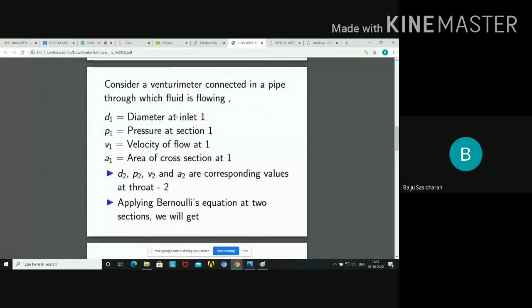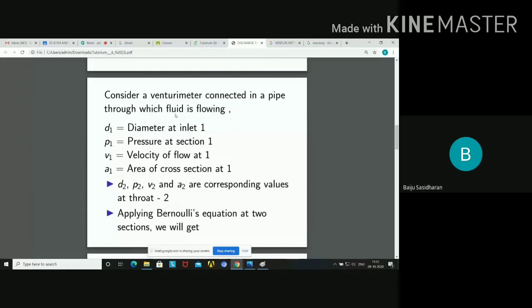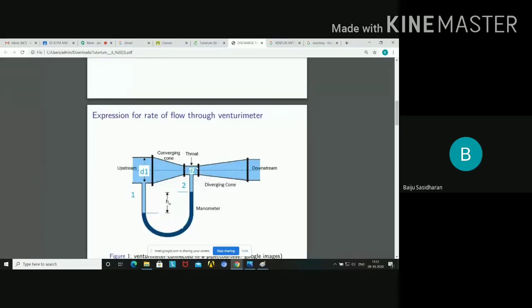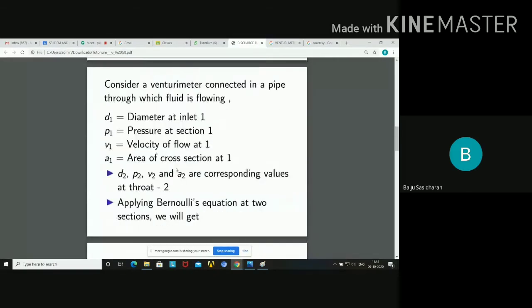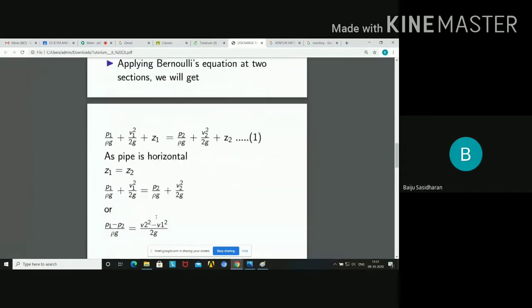Consider a venturimeter connected in a pipe through which fluid is flowing. Please keep the picture in your mind. D1 is the diameter at inlet section 1, P1 is the pressure at section 1, V1 is the velocity of flow at 1, and A1 is the area of cross section at 1. Similarly, D2, P2, V2, and A2 are the corresponding values at section 2.